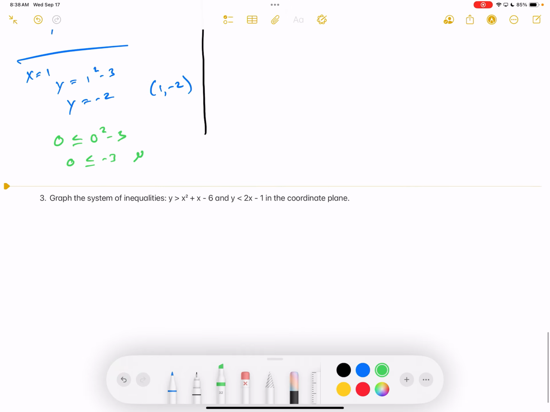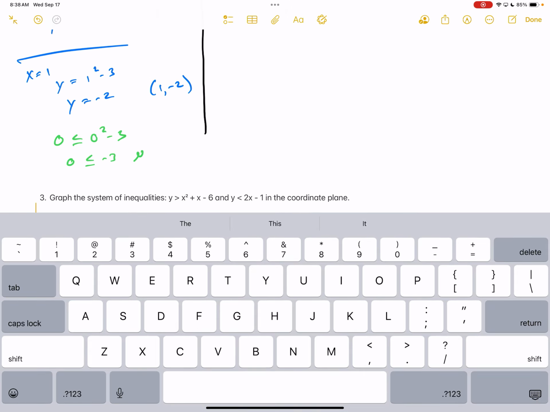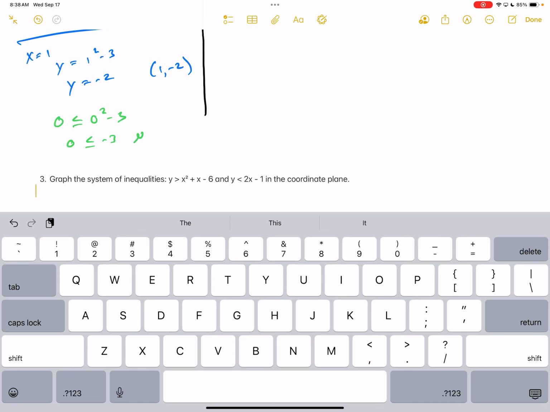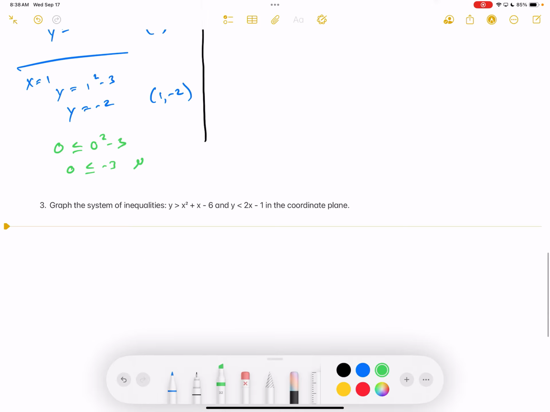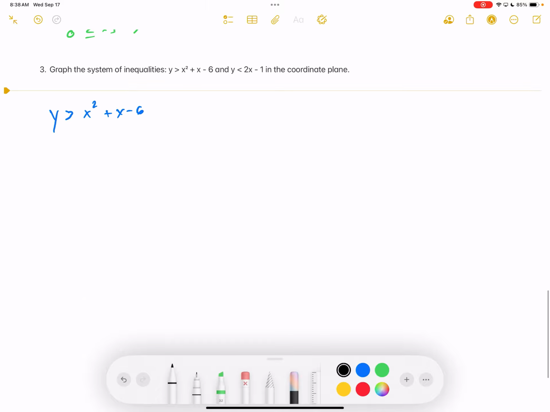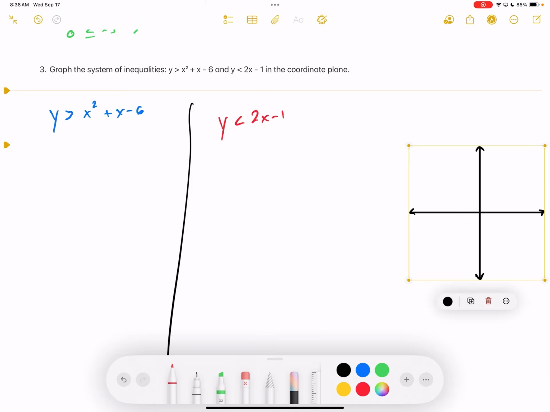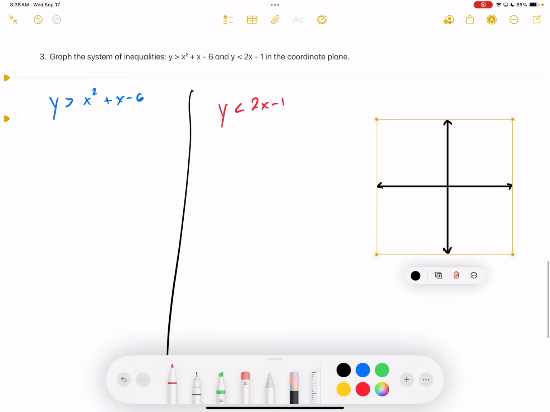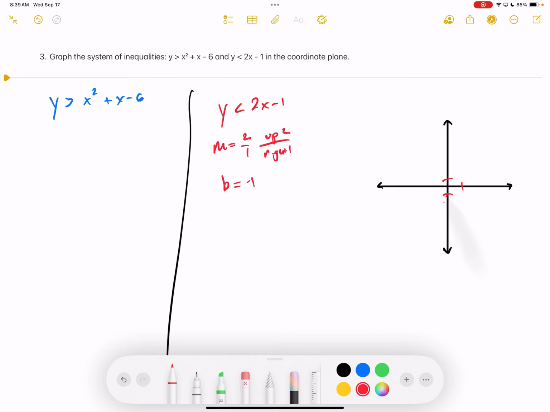All right, let's do one more of these just because this one's set up slightly different. So y is greater than x squared plus x minus 6, and my red line, y is less than 2x minus 1. Again, we'll do the red line first because it's easier. Slope is 2 over 1, up 2 to the right 1. Y-intercept is -1. So I go up 2 to the right 1. This is going to be a dashed line.